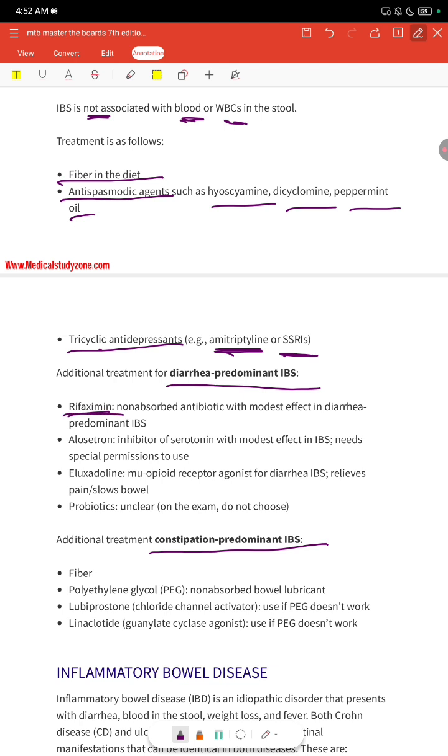Rifaximin, a non-absorbed antibiotic with modest effect in diarrhea predominant IBS. Alosetron is basically an inhibitor of serotonin with modest effect in IBS. But it needs special permissions to use. Eluxadoline and then probiotics. So these are the options.